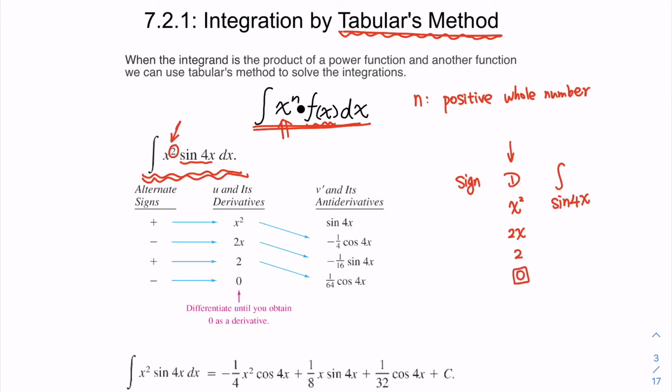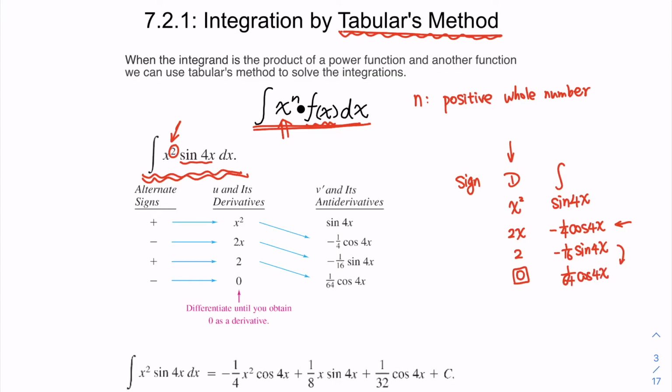When we take the antiderivative of sin 4x here, it gives us negative 1 over 4 cosine 4x. We take the antiderivative of this, which gives us negative 1 over 16 sine of 4x. And we take the antiderivative again from here to here, we'll get 1 over 64 cosine 4x.